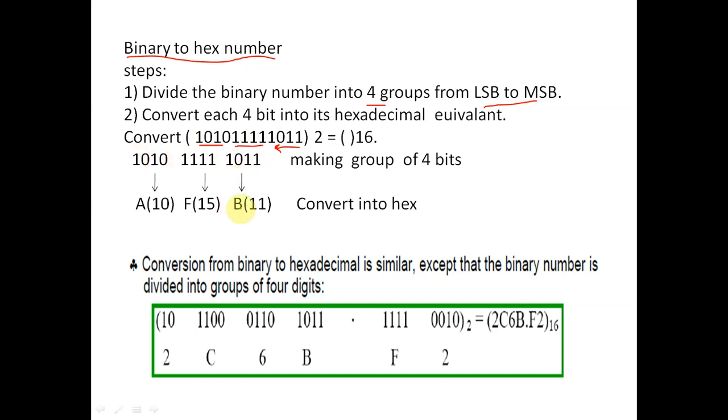1011 is nothing but B. 1111 is nothing but F. And 1010 is nothing but A. So the total answer is A, F, B. This is the given number.